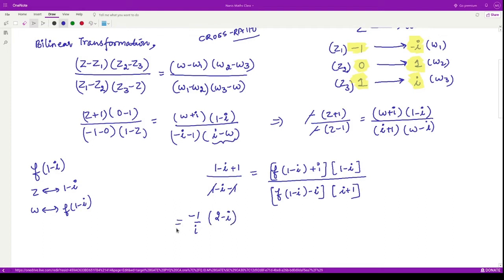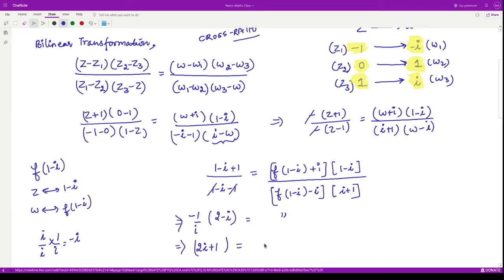So you can simplify this further. So you will be having 1 upon iota, this is equivalent to minus iota. Why? Because you can always multiply it by iota. So this iota square would be minus and then iota. So it would simply be 2 iota minus iota square. So that is plus 1. Minus iota square is plus 1.